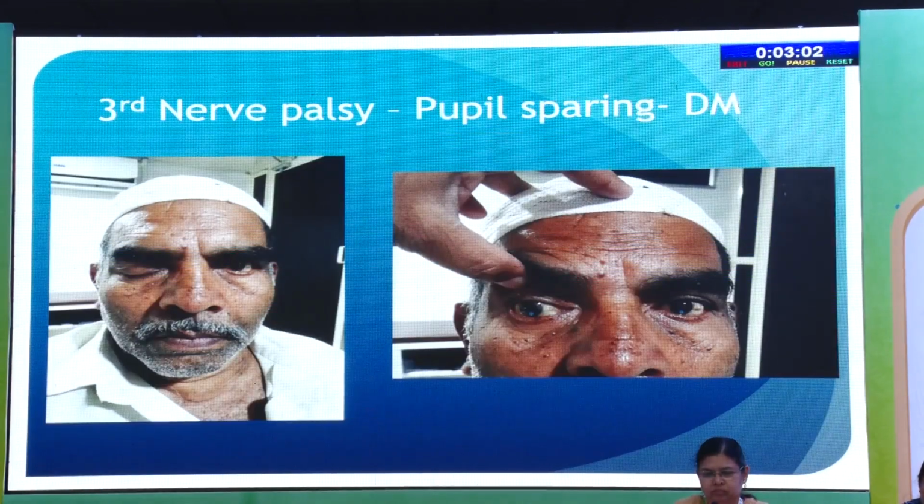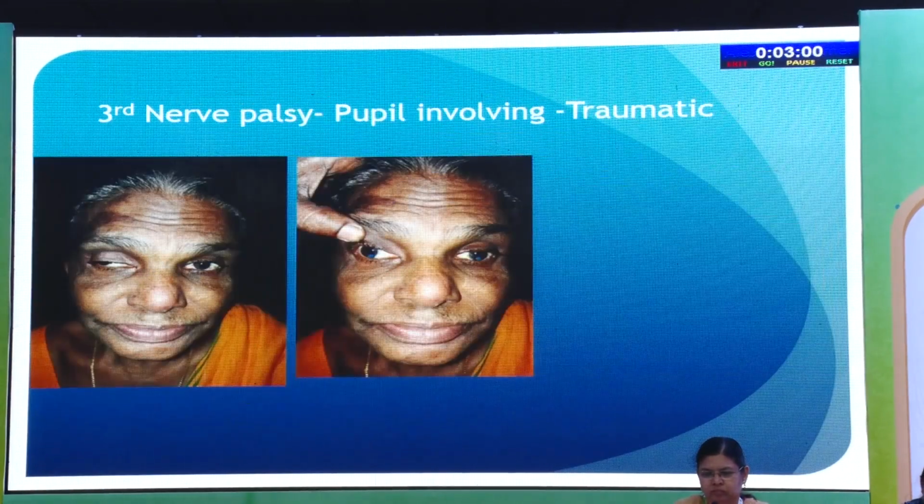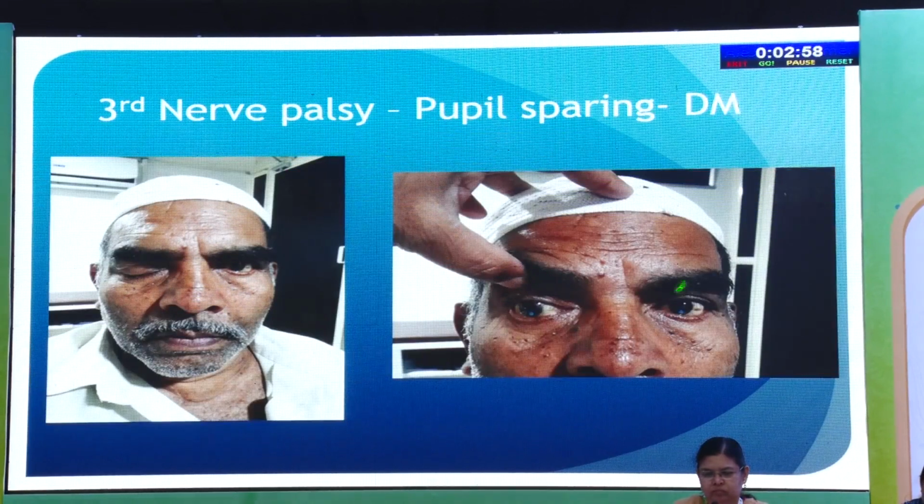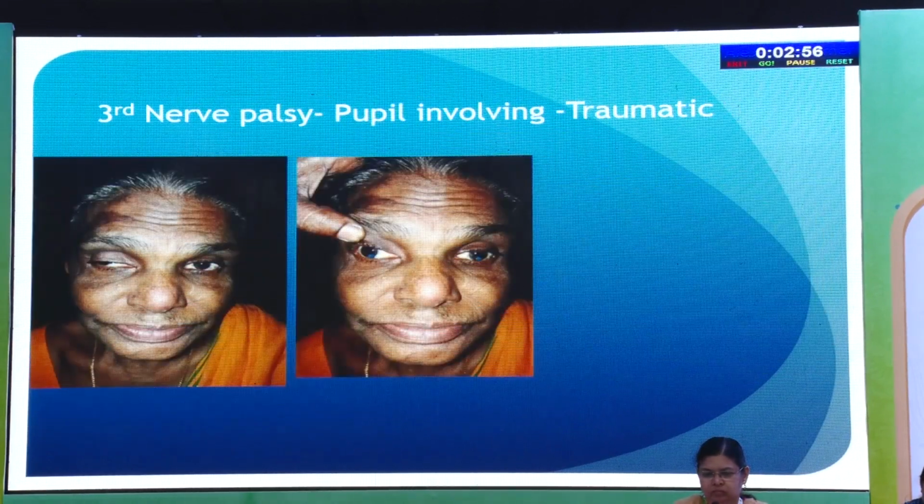Again, this is a third nerve palsy, but this one was a pupil-sparing third nerve palsy. The next one was a post-op lady, and she was going back after a post-op checkup on a scooter with her daughter, and unfortunately she fell off the scooter, and you can see she had a traumatic third nerve palsy with pupil involvement here.